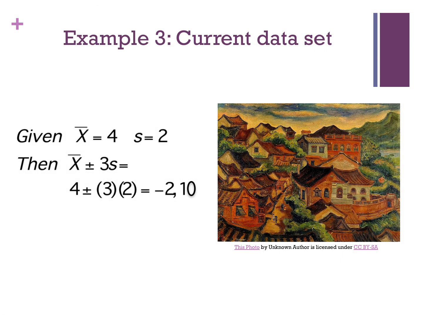So let's use our newfound knowledge to compute the extreme scores in our little data set from earlier in the lesson. We see that the mean of our data set is 4 and the standard deviation is 2. So the mean plus and minus 3 standard deviations is 4 plus and minus 3 times 2, and that gives us an extreme low score of -2 and an extreme high score of 10.